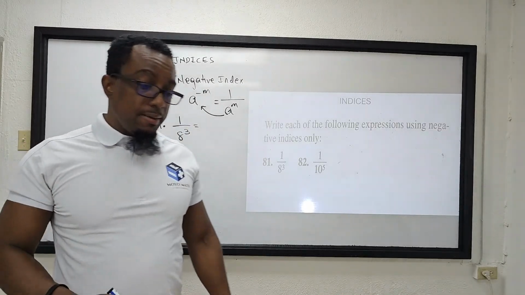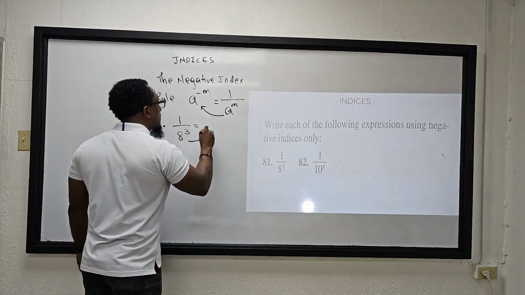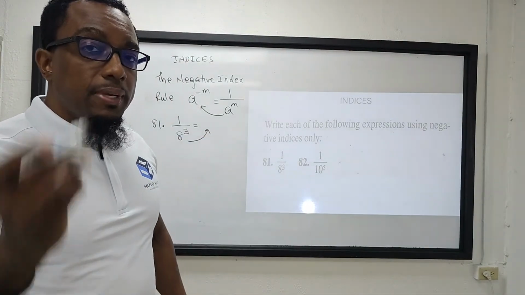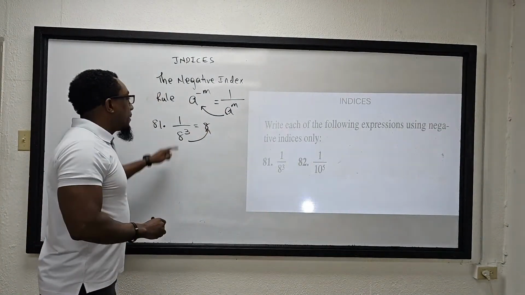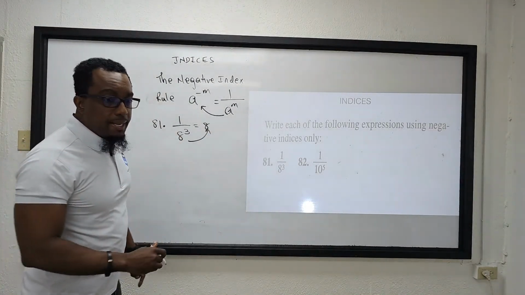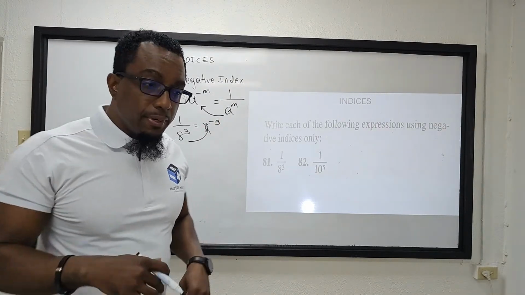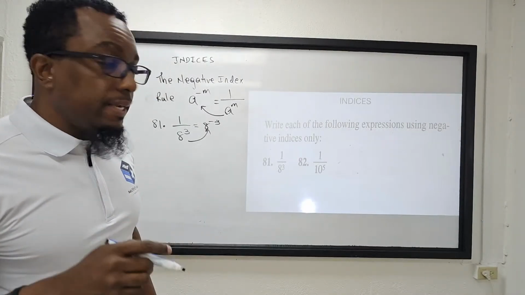Make sure you're going to use rules there. What you're going to do, you're going to move A to the power of positive 3 from the denominator to the numerator, so 8 stays as 8. But positive 3 becomes negative 3. So that's just doing the reverse, moving from a positive to a negative index.